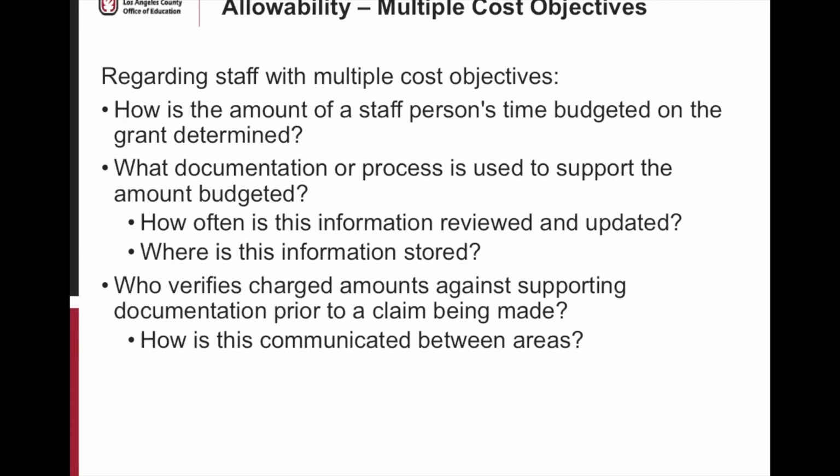What documentation? What's the process to use to support that? So how do you decide that you need to make a change? And how's that reviewed? How often? Is there a process for reviewing multi-funded people to make sure they're still on target? And then is there someone who verifies the charge amounts against the supporting documentation prior to a claim being made? And one question here comes in time and effort reports. Who's reviewing those time and effort reports to ensure that multi-funded people are actually working according to their allocated budgeted allocations?